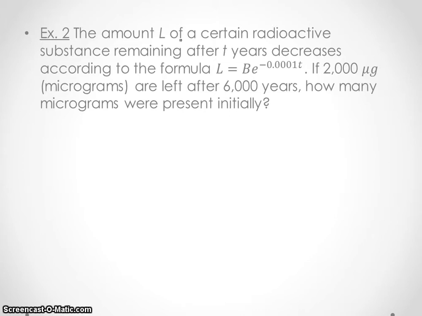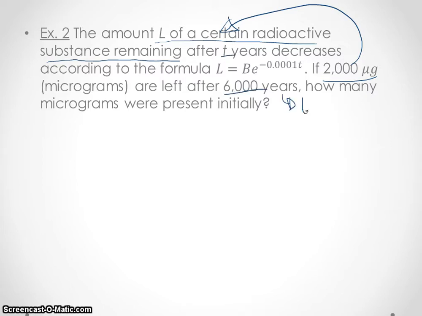Okay, so they tell you the amount is left after 6,000 years. The amount L of a certain radioactive substance remaining, so that's what's remaining, so we know that our 2,000 micrograms is what's remaining, so that's going to be L. After T years, well, it's been 6,000 years, so that is going to be T. And then we've got to figure out what B is here. So we have L equals B times e to the negative 0.0001 T power.